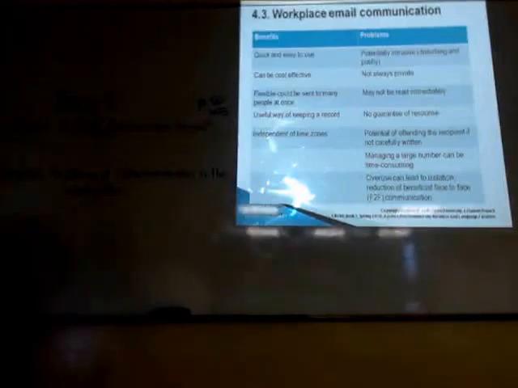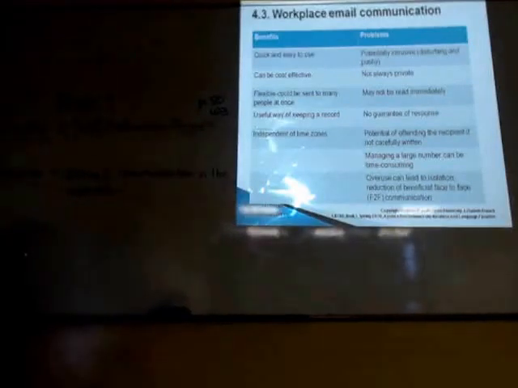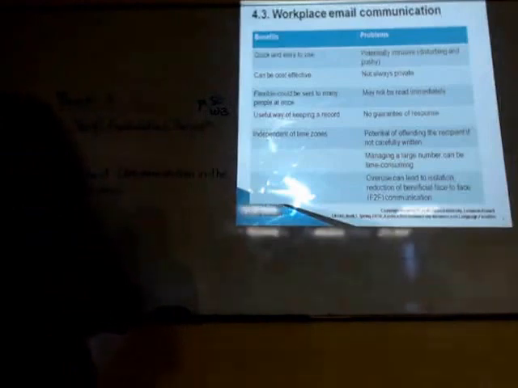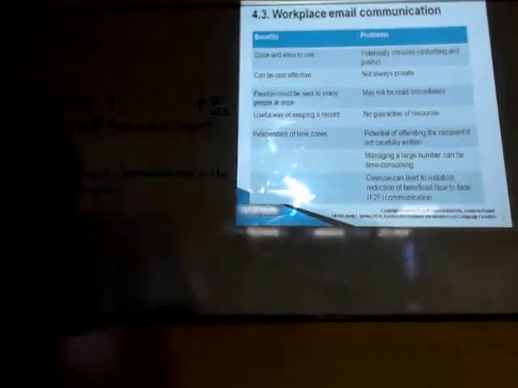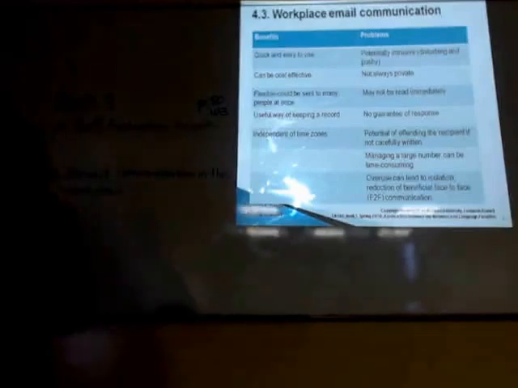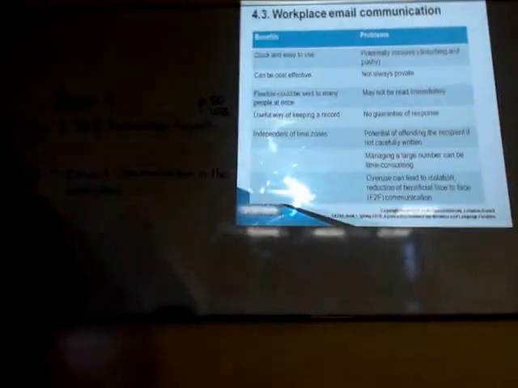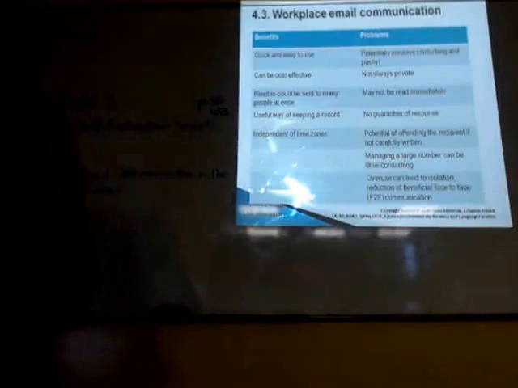Now, it's not like a letter. If you want to send a letter to 10 people, you have to have 10 copies sent different 10 times. Useful way of keeping a record, like you said. Independent of time zones. It's not like when I want to call someone in Australia, I have to check what time it is, right? Maybe it's in the middle of the night. I send my email whenever it's convenient to me, and whenever that person is at work, they'll read it. No need, you're not bothering anyone.